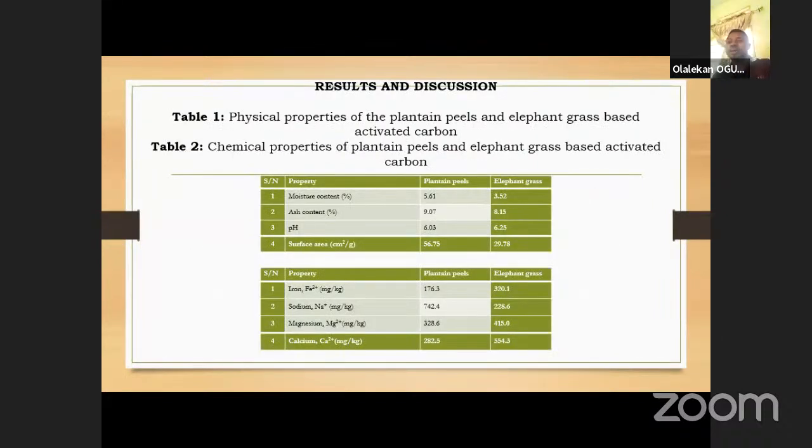Okay, sir. This one is talking about the outcome of the experiment. That's the results now. So table 1 is showing the physical properties of plantain peels and elephant grass based activated carbon. Here, properties like moisture content, pH, ash content, and surface area were determined. Then table 2 is talking about the chemical properties, which include iron, sodium, magnesium, and calcium. The values are respectively given. Next slide, sir.